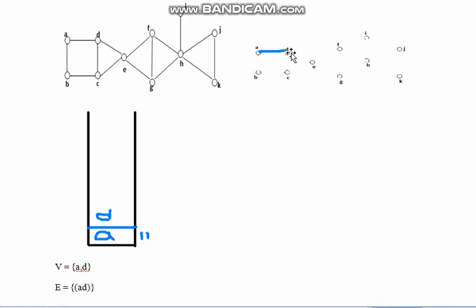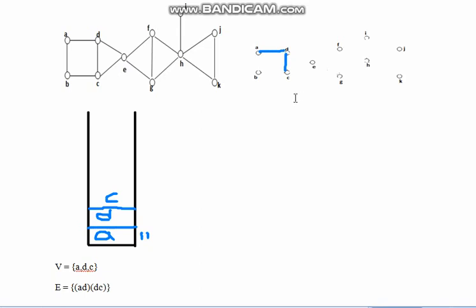Then from D I have two non-visited vertices, that is C and E. You can pick any one. I am choosing C, hence D to C. I visited a new vertex C, hence I push it into the stack, then add it into the visited vertices set, that is C, and the edge is DC.